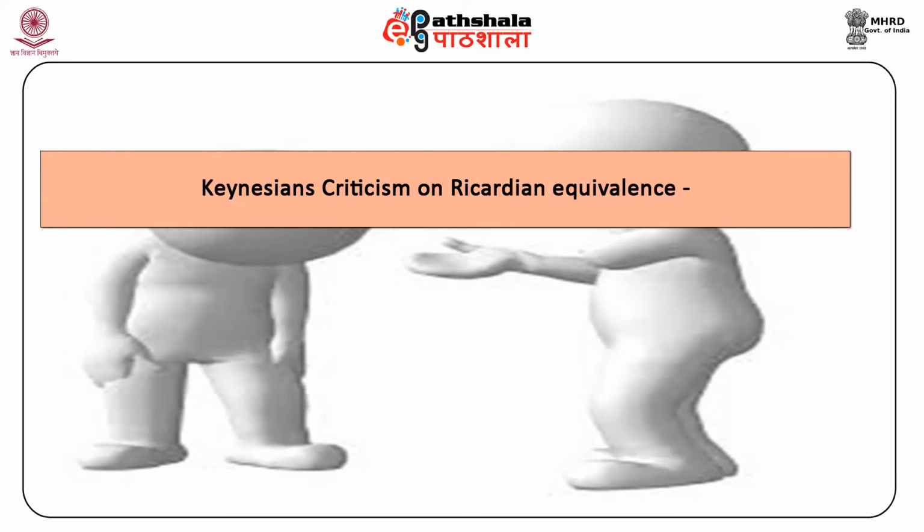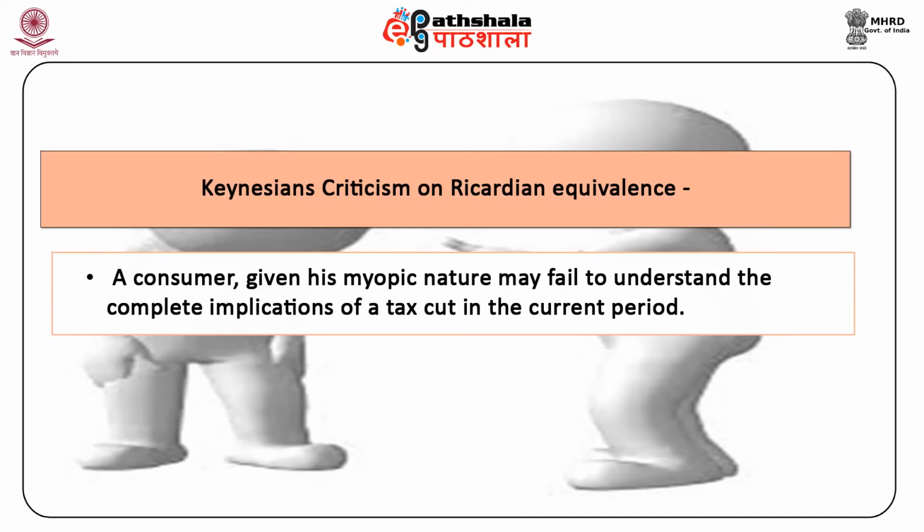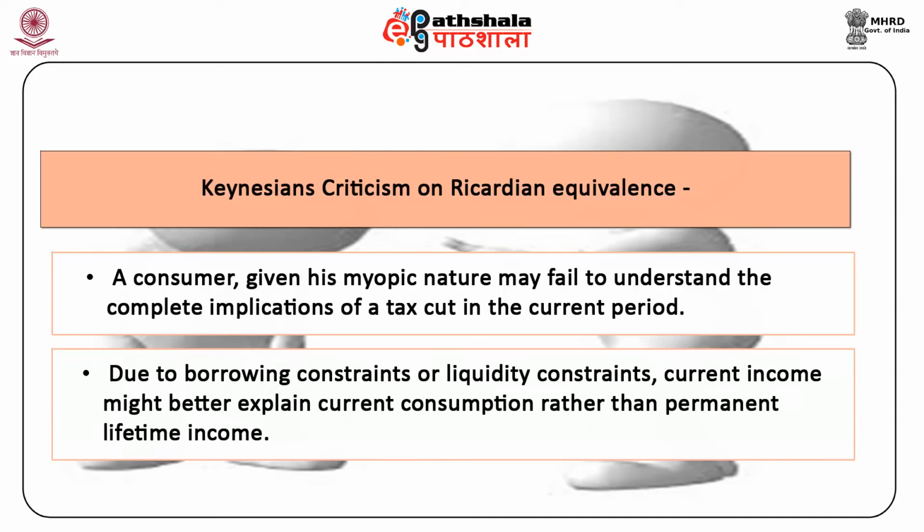Keynesians criticize the result on Ricardian equivalence based on two facts. Firstly, a consumer, given his myopic nature, may fail to understand the complete implications of a tax cut in the current period. Secondly, as discussed earlier, due to borrowing constraints or the liquidity constraints, current income might better explain current consumption rather than the permanent lifetime income. Accordingly, equivalence may fail to hold.